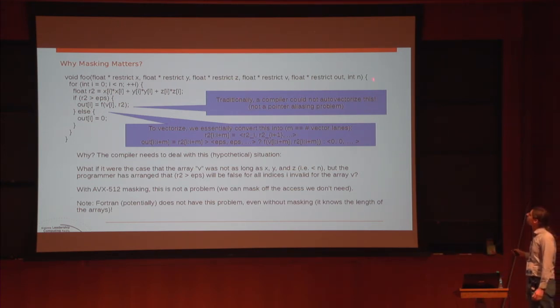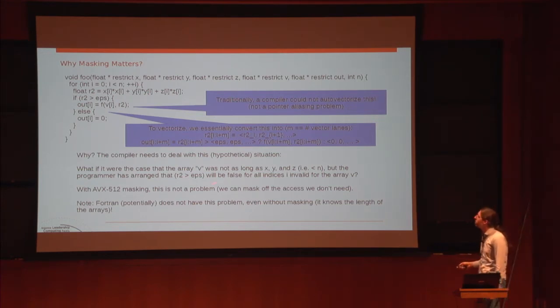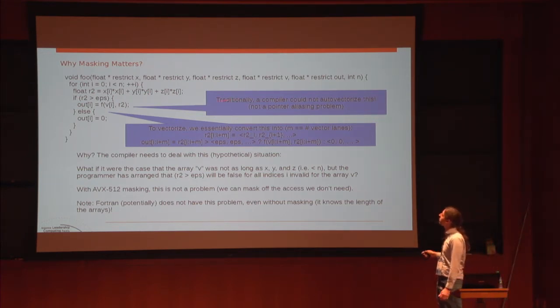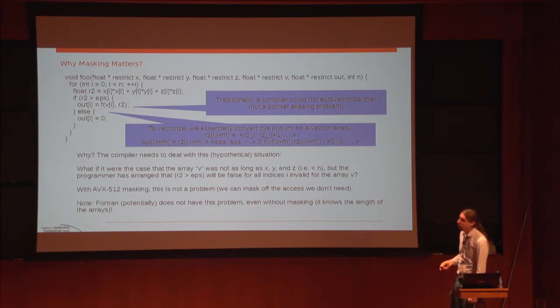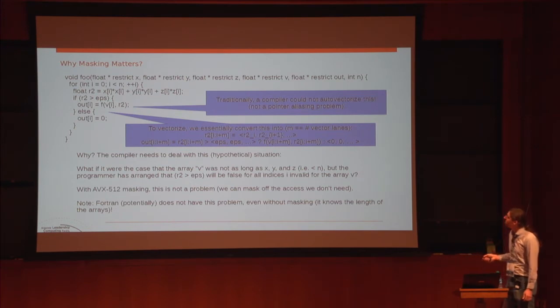Perhaps it's worth understanding what the situation is. So here I have my arrays, and I have a loop that goes from i equals 0 to n, and it computes a radius from these x, y, and z values, and then it does something if the value is, say, greater than a softening length. If it is greater than the softening length, then we call f of v, whatever.